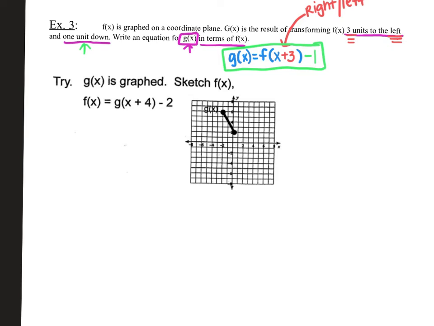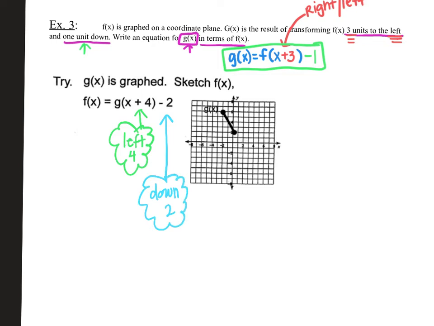Okay, let's try these. And I like these because it's actually a graph. So we're going to have to figure out what translations are happening. So here we have plus 4 on the inside. Plus 4 on the inside is left 4. So inside the parentheses, that's left 4. And then we have -2 on the outside, and that will tell us to move down 2.